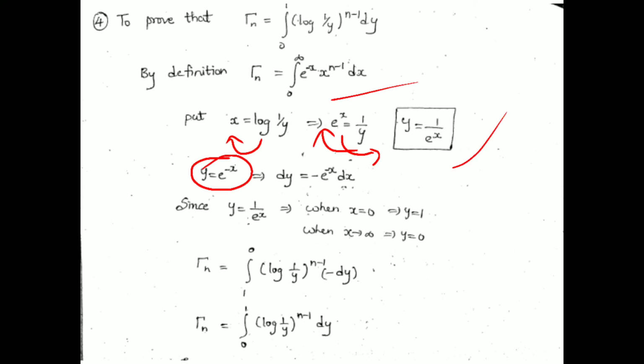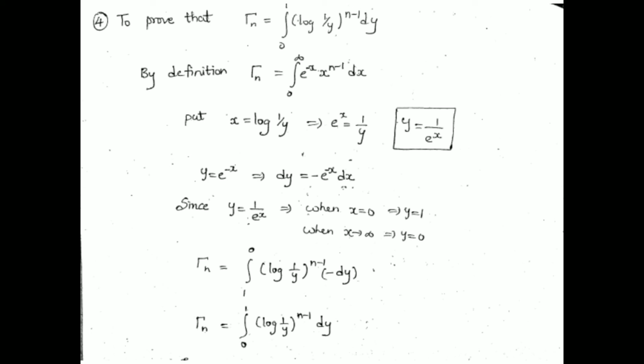Now we need to differentiate on both sides. Differentiating y, we will get dy is equal to the differentiation of e power minus x, which is nothing but minus e power minus x dx. Differentiation of e power x is just e power x, and differentiation of e power minus x is minus e power minus x dx. That is, differentiation of e power ax is a e power ax. And next thing is, now we need to look at the limits. This is the important thing here.